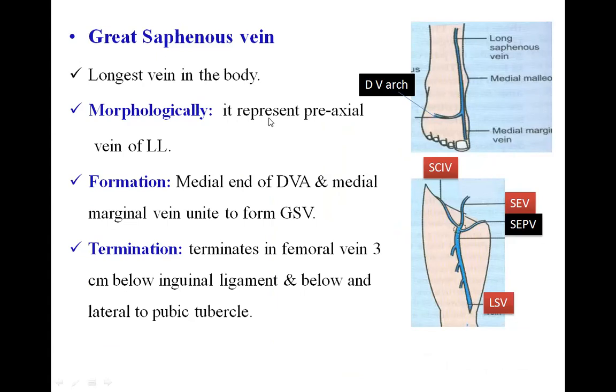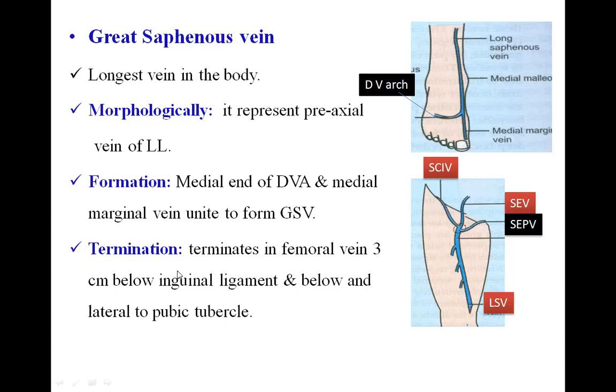Morphologically, it represents the pre-axial vein of the lower limb. It is formed by the medial end of the dorsal venous arch and the medial marginal vein. They unite to form the long saphenous vein, or the great saphenous vein. So the great saphenous vein is formed by the joining of the medial end of the dorsal venous arch and the medial marginal vein.